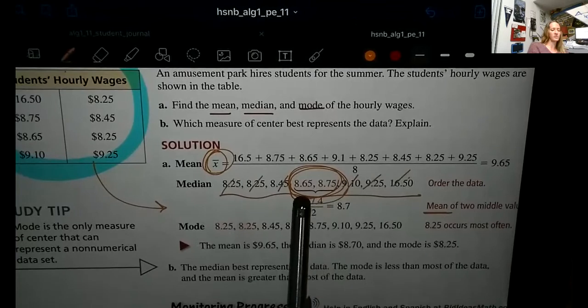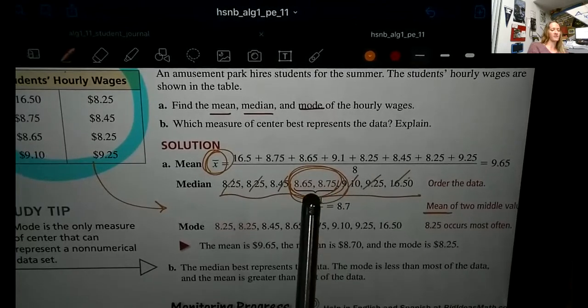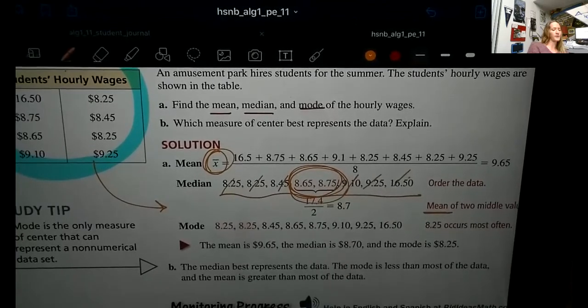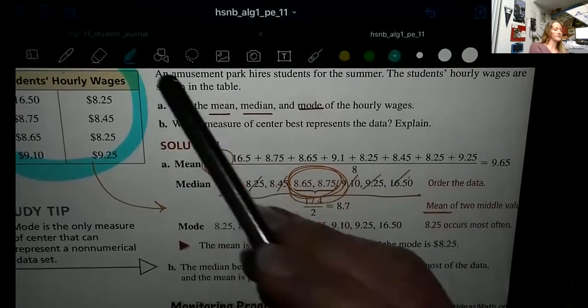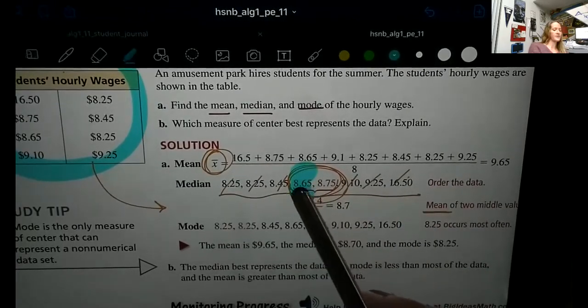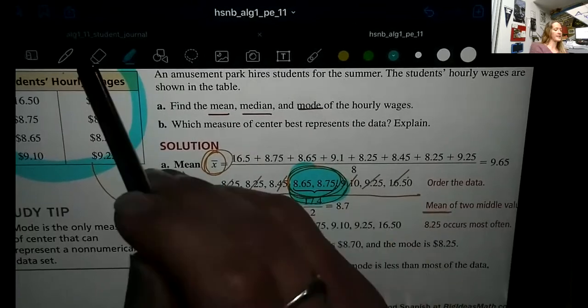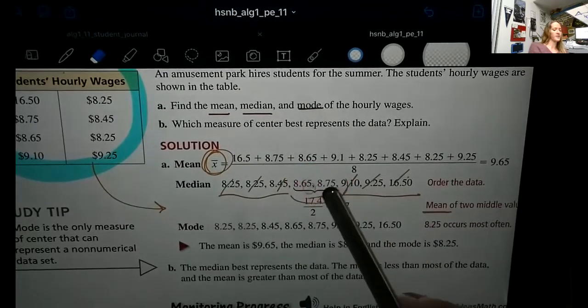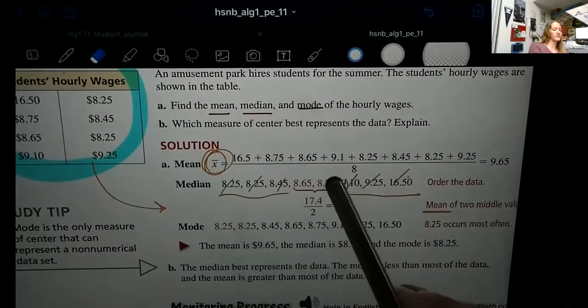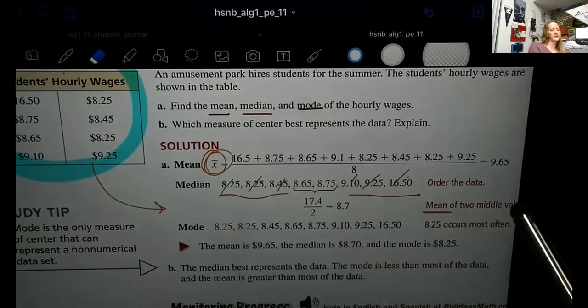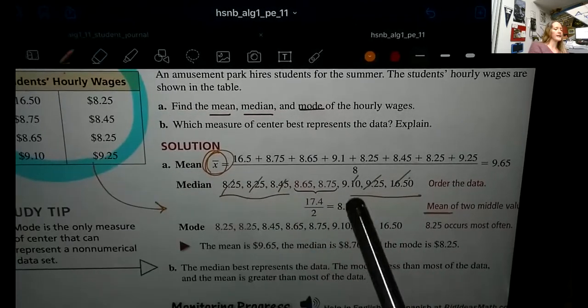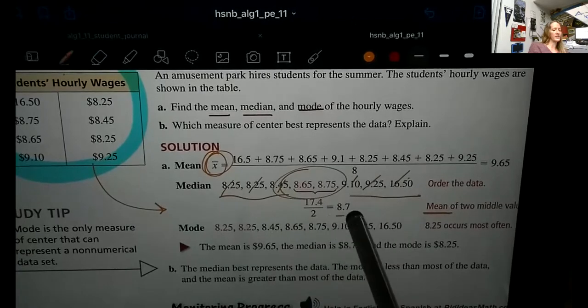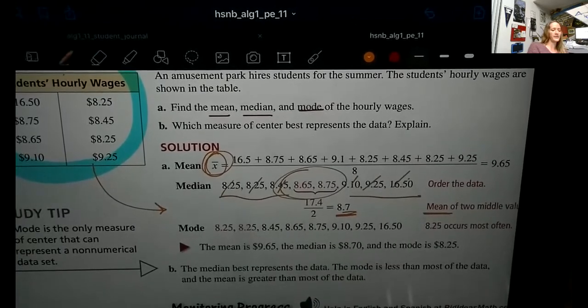Some of you maybe can just notice, hey, between 8.65 and 8.75 is 8.70. But we could also do that mathematically, in that when we add those two together and divide by 2, taking the middle, taking the midpoint, taking the average of those two values, then we get that 8.7, that will be our median.